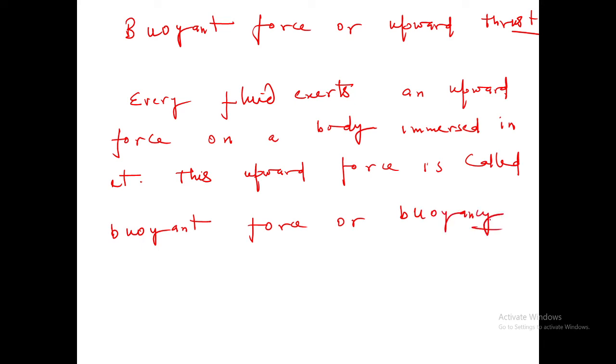For example, when an object is immersed in a liquid partially or fully, it displaces some of the liquid. The liquid has a tendency to regain its original position, due to which the liquid exerts an upward force called upward thrust or buoyancy. So suppose you have a liquid and this is a spring balance, and you have kept an object, this is the object and this is the spring balance.